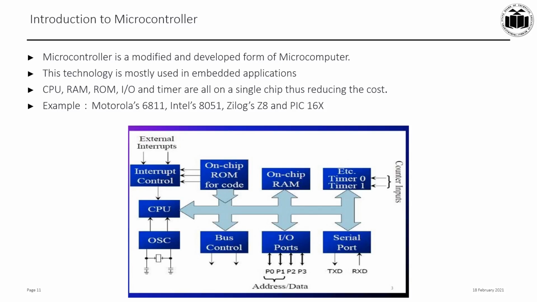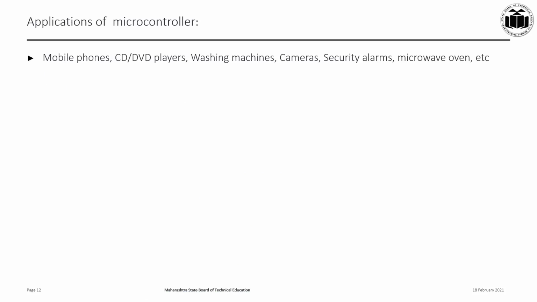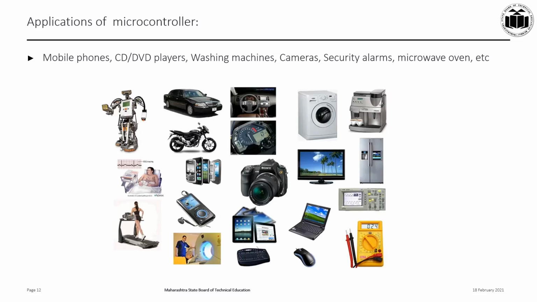You can see the block diagram of the microcontroller where the CPU, interrupt control, the oscillator, ROM and RAM memory, timers, serial ports, IO ports, bus control, all of these are on a single chip. Applications of microcontroller. Microcontroller has a very wide application in different embedded systems, be it the mobile phones, the DVD players, the washing machine, cameras, security alarms, microwave oven, and most of the home appliances that you buy nowadays have the microcontroller embedded into it.